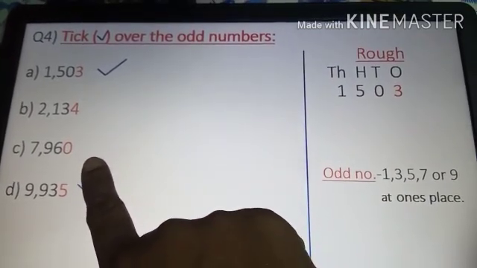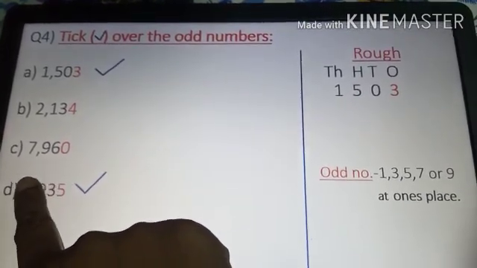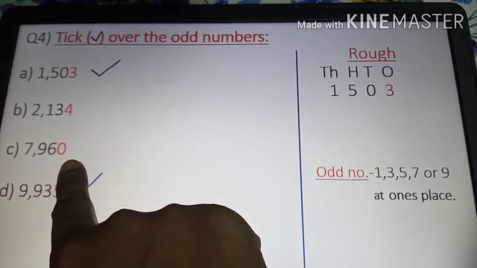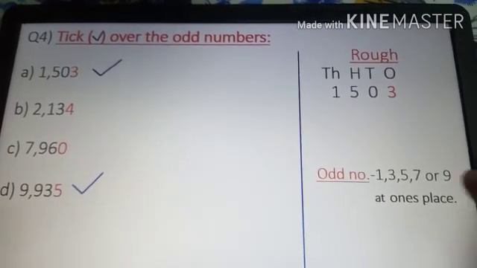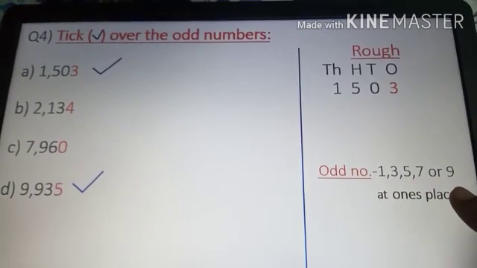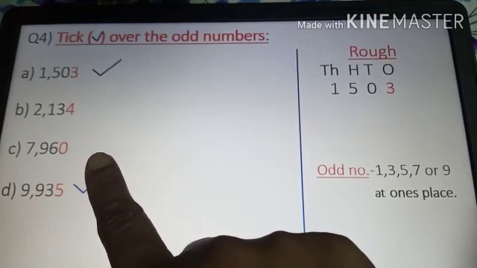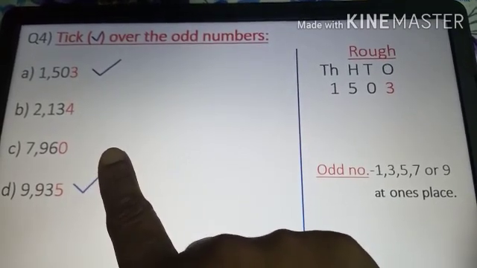Now for the C number, we have ones, tens, hundreds, thousands. What digit is there at the ones place? 0. Okay. Check for 0. Do you get here 0? No, na? So again 1960, not the odd number. So don't put here any tick.